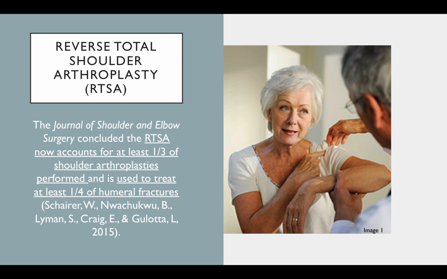The Journal of Shoulder and Elbow Surgery concluded the RTSA procedure now accounts for at least 1/3 of shoulder arthroplasties being performed and is used to treat at least 1/4 of the humeral fractures that patients present with. It is imperative that we understand the biomechanics of the reverse approach so we can provide safe, effective, and knowledgeable physical therapy intervention. We know that the most common indication for a joint replacement is osteoarthritis, but what makes the reverse approach necessary?